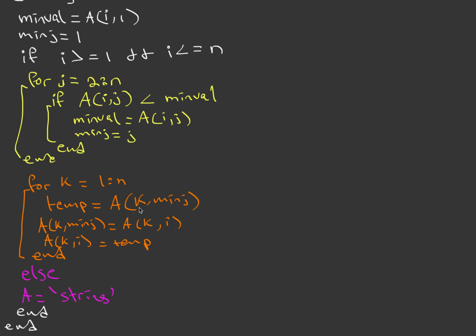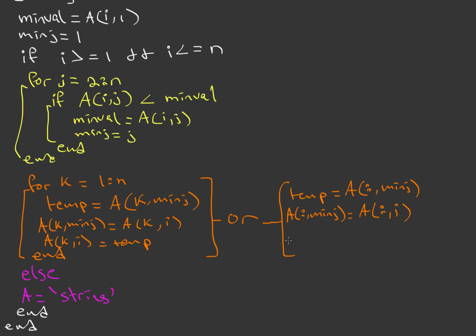Now, say you didn't want to swap one by one, and you just wanted to swap all the rows at once, you can just do this right here. Instead of the for loop, you can say temporary variable is going to equal all of the rows in column min j, and then we're going to take all these rows in that column and give them the value of all the rows in column I, and then all the rows in column I, we're going to give the value of our temporary variable. And this is how you do it without having to go one by one.